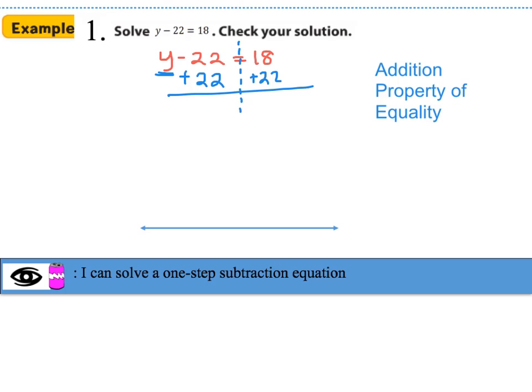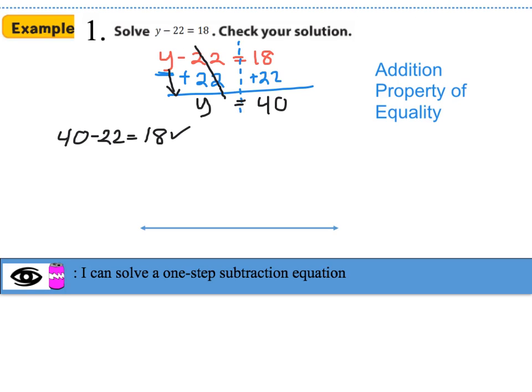So now on the left-hand side, negative 22 plus 22 goes away, that becomes 0, and I can drop down my variable, and my y is all by itself, which was the overall goal. Drop down the equal sign, and on the right side we can add 18 plus 22, which is equal to 40. So we can check our solution by plugging our value of y, which is 40, back into the equation. So 40 minus 22, if we do the math, we will get 18, so we just checked our solution.